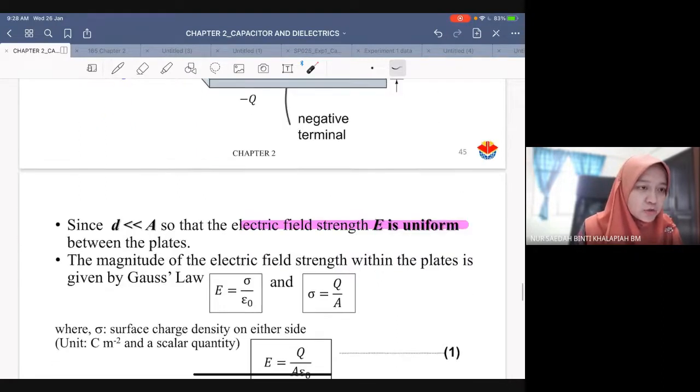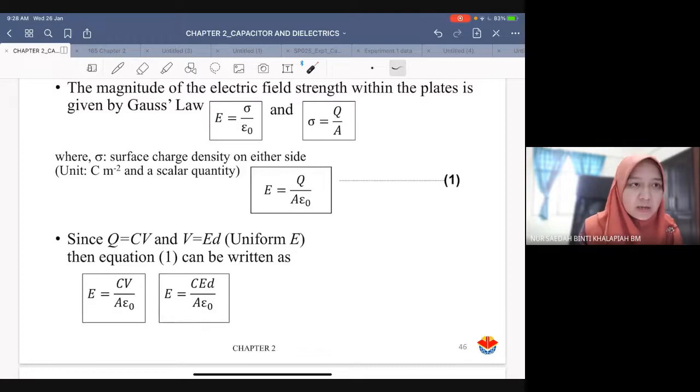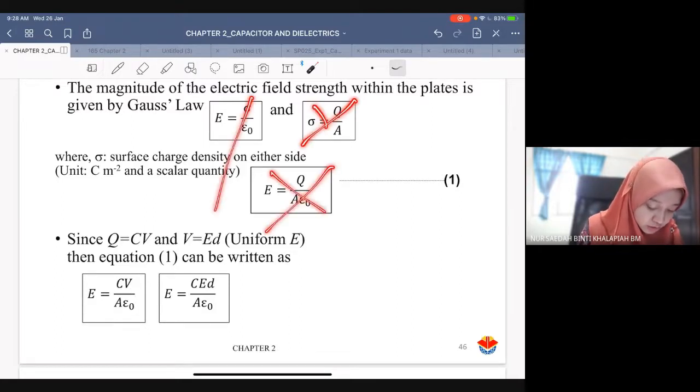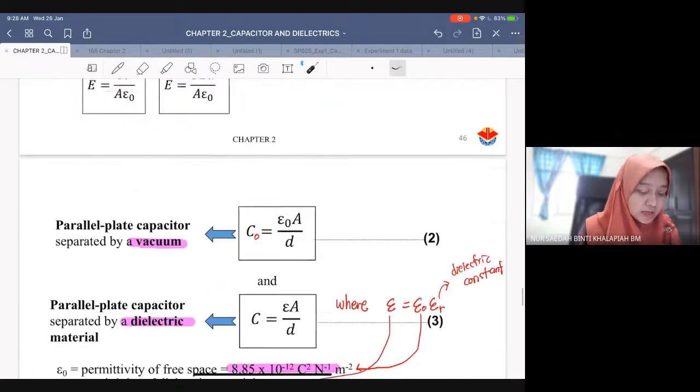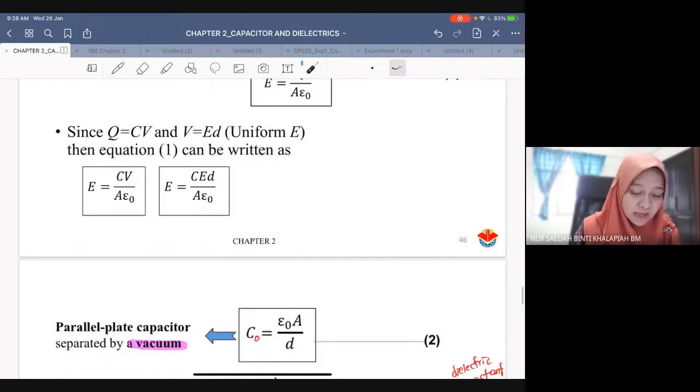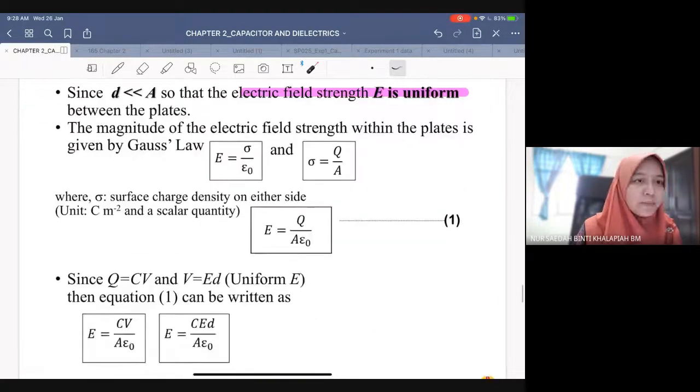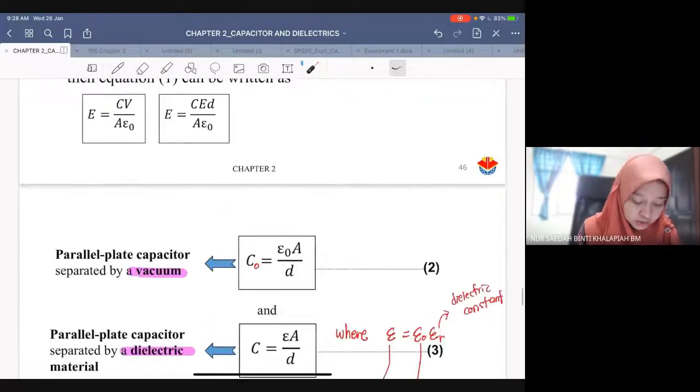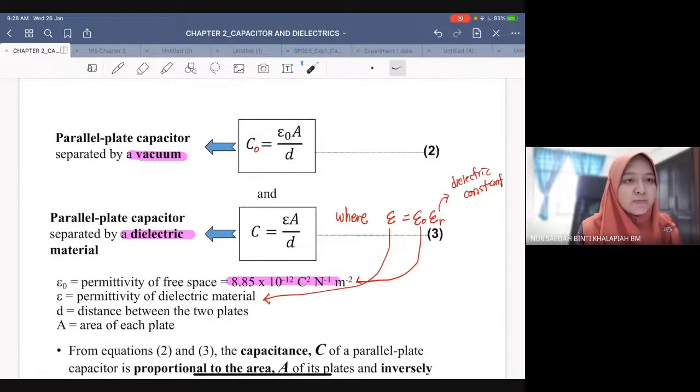Okay, so ni adalah daripada Gauss law. So itu adalah formulanya, yang itu tidak penting lah dalam nota awak. So maksudnya kita boleh ignore sahaja untuk bahagian dekat bawah. Okay, so untuk slide 46 tu yang penting adalah capacitor is a uniform electric field. So madam terus jump kepada formula of capacitor.